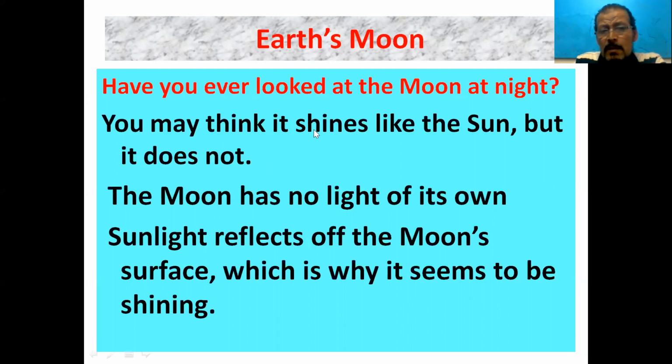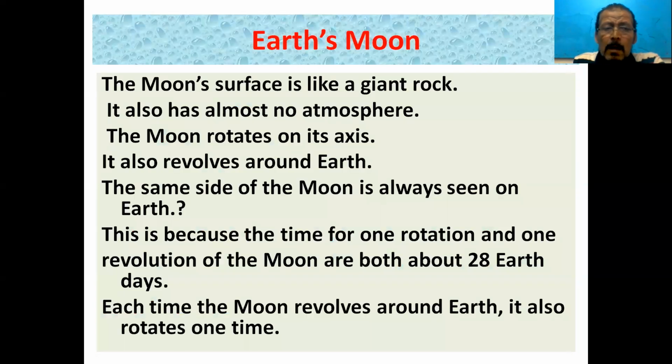You may think that the moon shines like the sun, but it doesn't. The moon has no light of its own. The moon reflects the sunlight to the earth. The sunlight reflects off the moon's surface, which is why it is seen to be shining. Why do you see the moon shining? Because it reflects the sunlight.